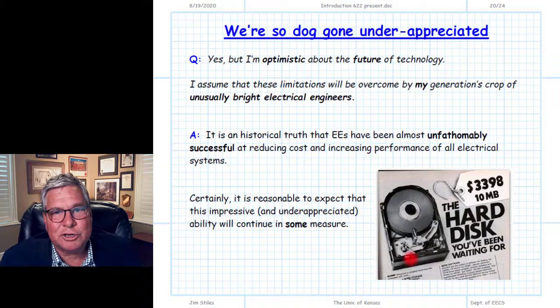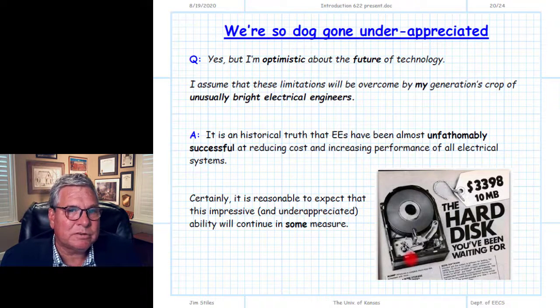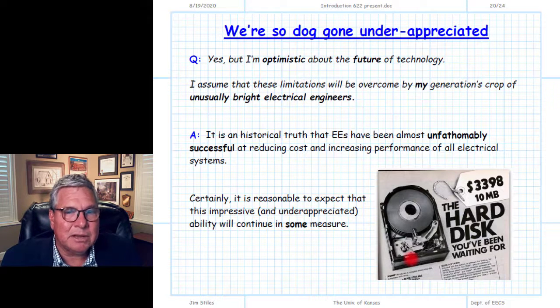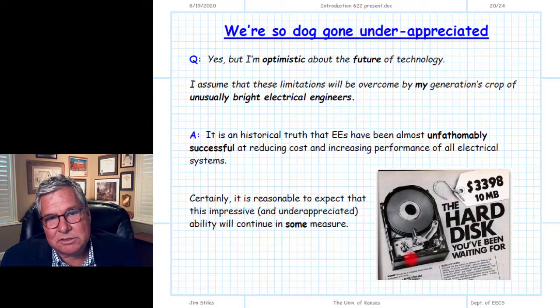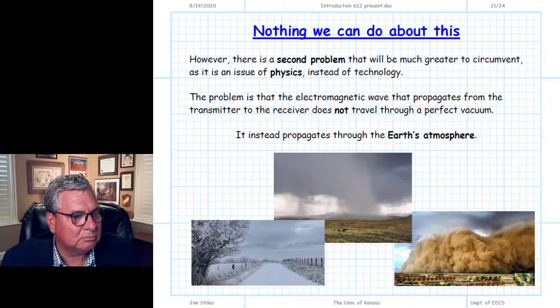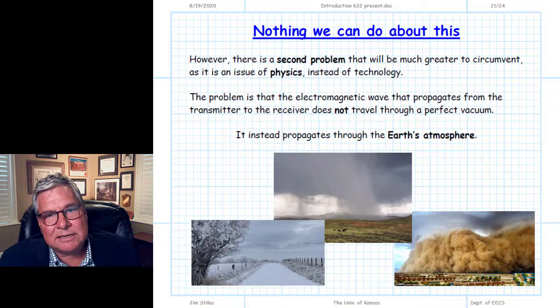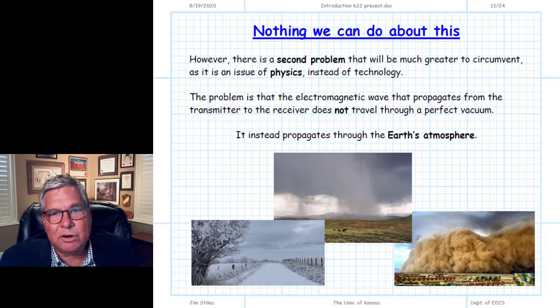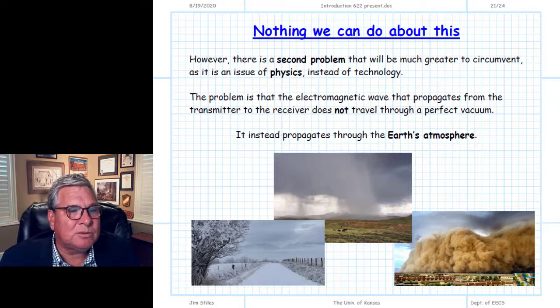The history of electrical engineering is one of improvement, not by percentage, but by orders of magnitude: 100, 1,000, 10,000, a million times better than what it was just perhaps a decade or two before. And so we might conclude that that would continue for microwave components. But as I said, there's a second problem involved with increasing the upper end of our usable spectrum, and that's one that electrical engineers can't do anything about.